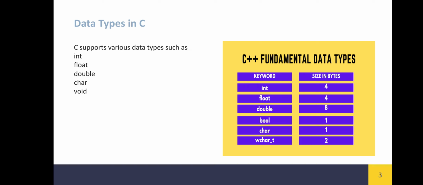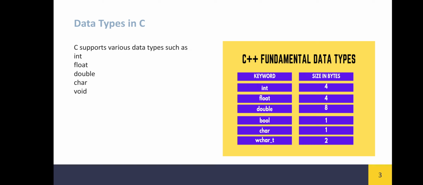Then we have float. Float typically has 4 bytes in size and is used to represent single precision floating point numbers. Floating point numbers have digits after the decimal point. Then we have double. Double typically has 8 bytes in size and is used to represent double precision floating point numbers. Then we have char. Char is typically 1 byte in most machines and is used to represent a single character.